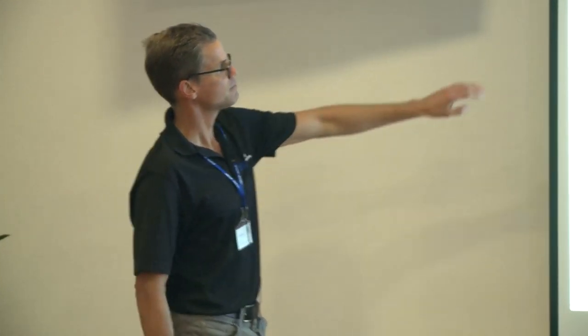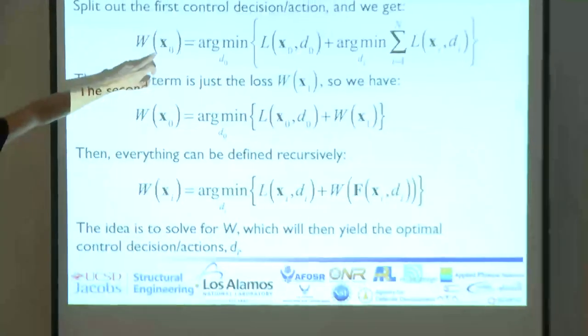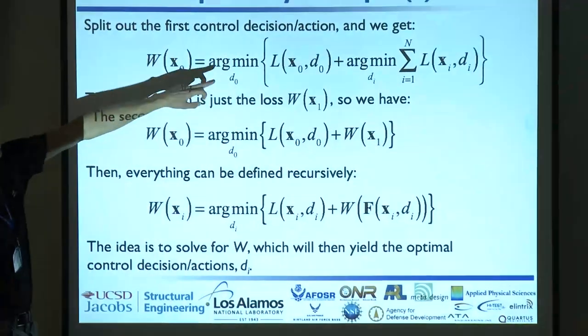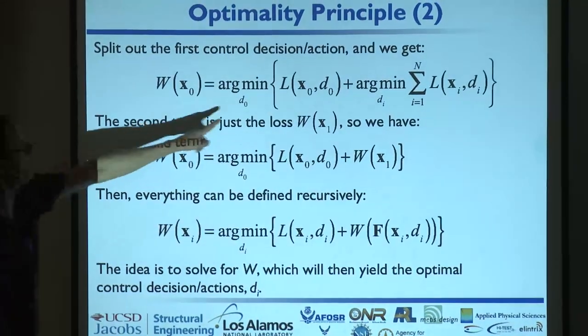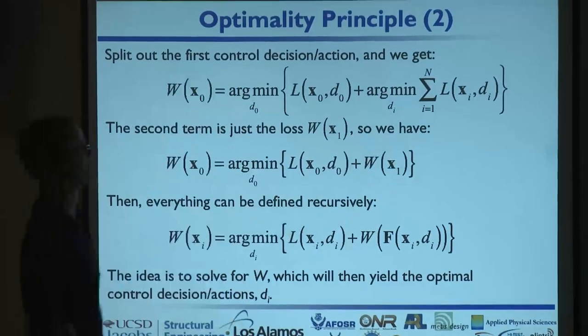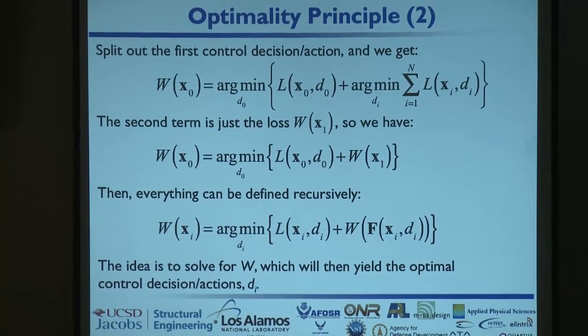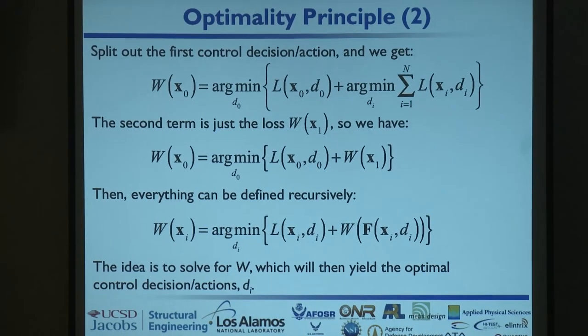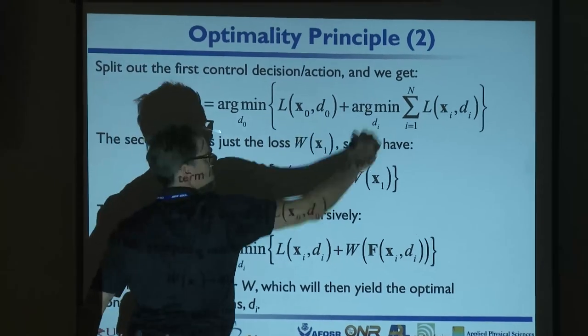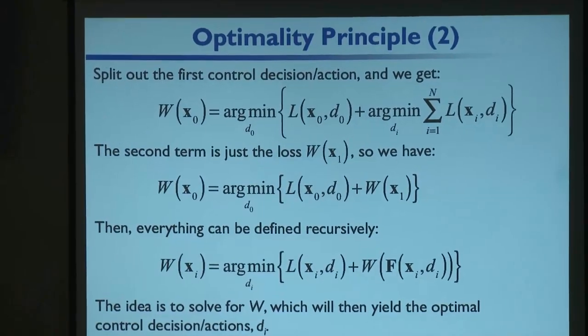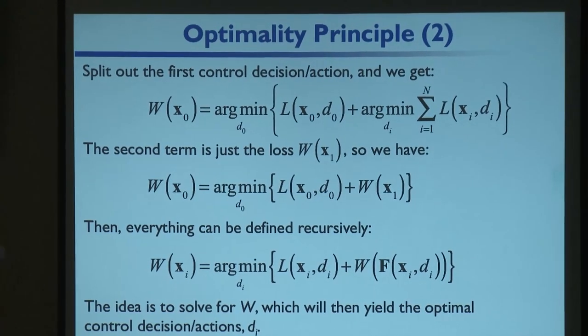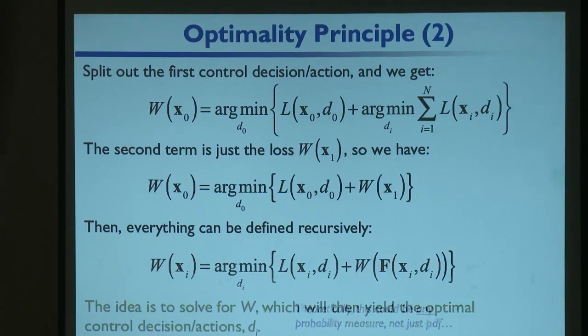Well, here's the first decision. We split out the first control decision, we get this. So here's the first decision, here's the subsequent decisions. The second term is just the loss. So we have this. Okay? And then everything can be defined recursively. See how this is this, and then I have every further decision in some sense, or I should say loss, defined in terms of a previous one. And so the idea is to solve for W, which will then yield the optimal control decision. Okay? That's known as optimal control.